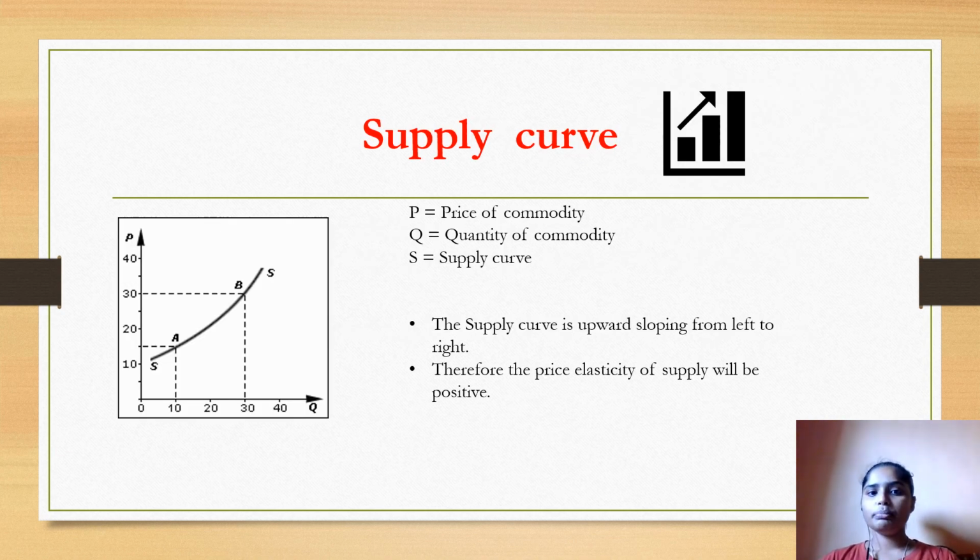Supply curve. P means the price of the commodity, Q means the quantity of the commodity and S means the supply curve. In the diagram, we will see the supply curve is upward sloping from left to right, from A to B. Therefore, the price elasticity of supply will be positive. Demand is downward sloping and supply is upward sloping. In the diagram, from point A to point B, the supply curve is upward from left to right.